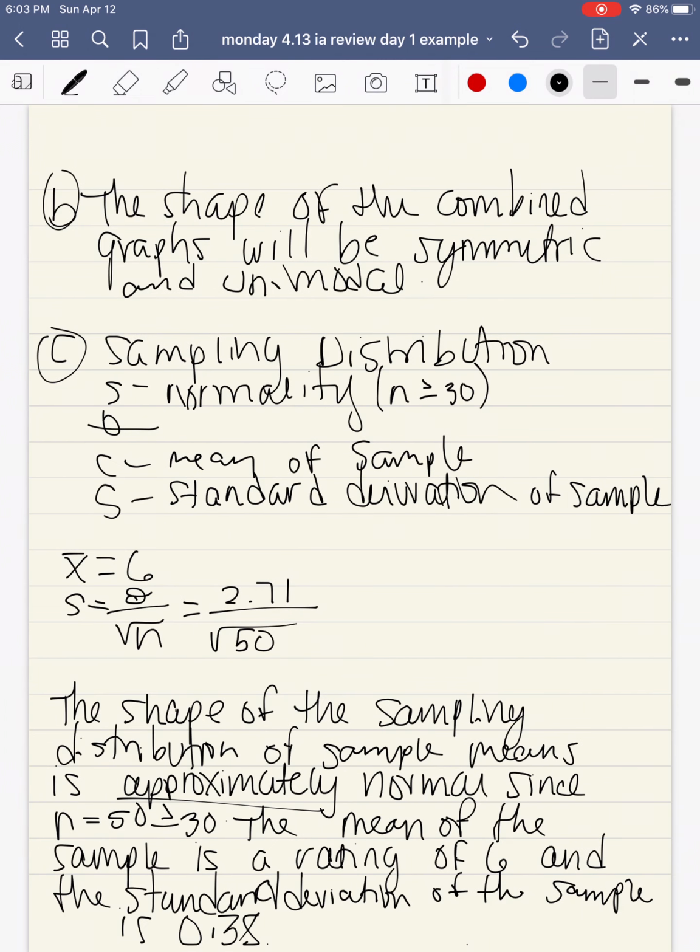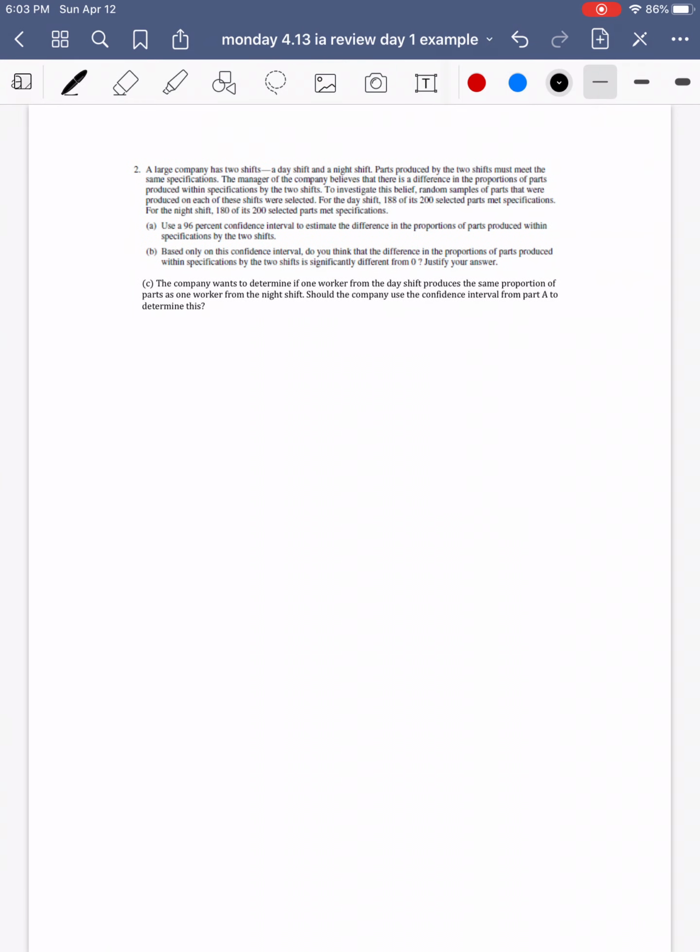So again, please make sure you're taking note of this and you are submitting your notes on Google Classroom. Now we're going to look at number 2. A large company has 2 shifts, a day shift and a night shift. Parts produced by the 2 shifts must meet the same specifications. The manager of the company believes that there is a difference in the proportions, so that's important here, of parts produced within specifications by the 2 shifts.